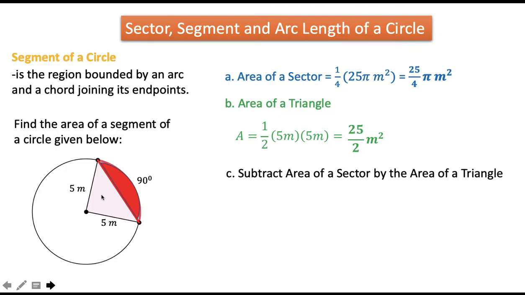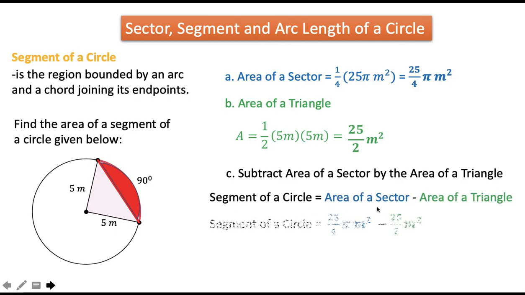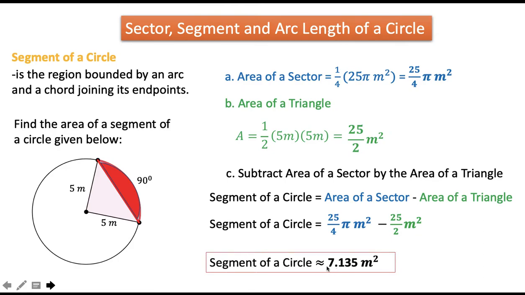We will then subtract the sector minus the triangle, and we are left with this segment of a circle. So the area of the sector is 25 over 4 pi meters squared minus the area of the triangle, which is 25 over 2 meters squared, and we can get an approximate value of 7.135 meters squared using our calculator. So 25 divided by 4 times the approximate value of pi, which is 3.1415, minus 25 over 2, and this will be our answer in decimal form.